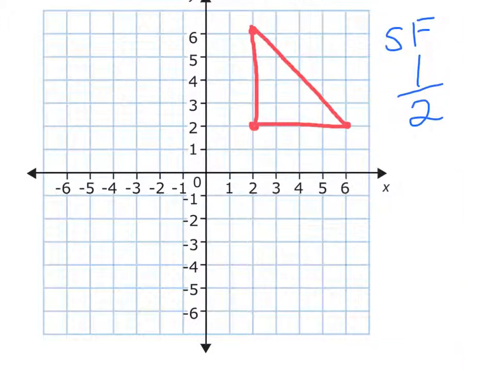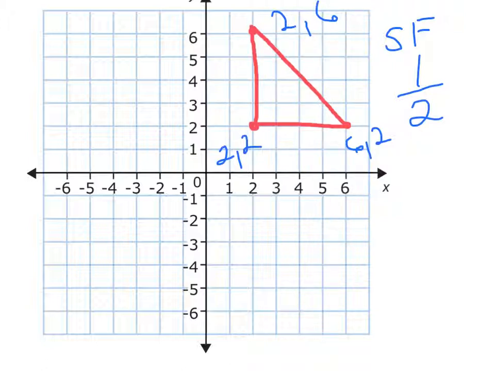Let's take a look at another example, this time using a scale factor of 1/2. Now, scale factor of 1/2 means we're going to shrink this figure, and it's going to work exactly the same way. I'm going to multiply each of my x, y coordinates by 1/2. And remember, multiplying by 1/2 and dividing by 2 is the same thing. So I have coordinates (2, 2), and I have (6, 2), and I have (2, 6).